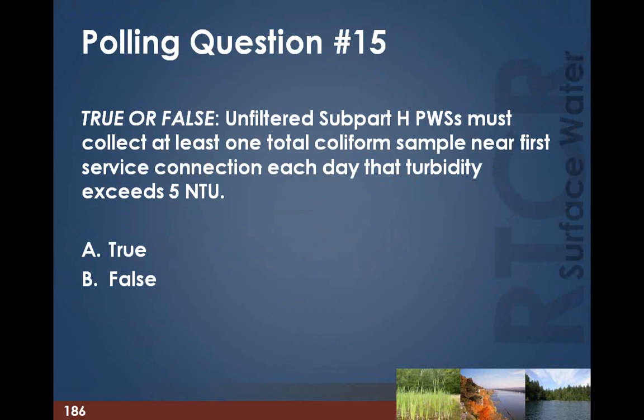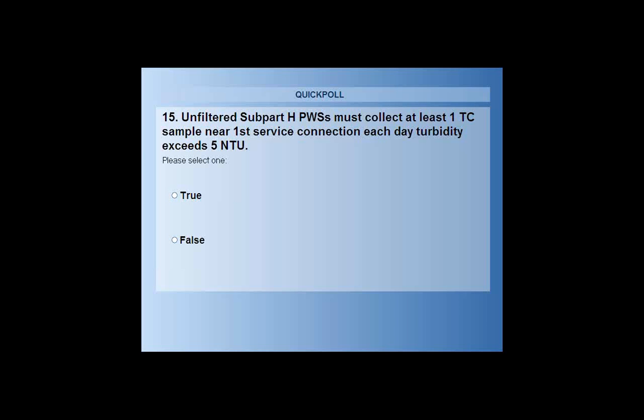Our next polling question is a true-false question. So true or false, please select the answer. Unfiltered subpart H systems must collect at least one total coliform sample near the first service connection each day turbidity exceeds 5 NTU. Is this true or false?